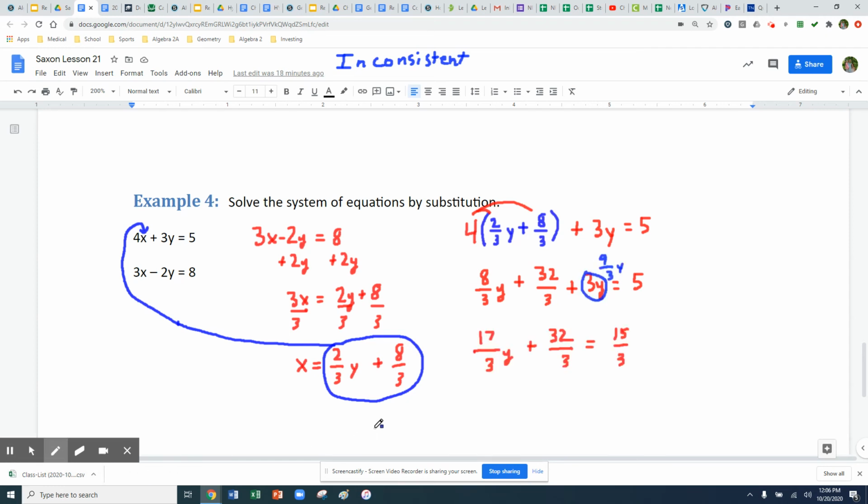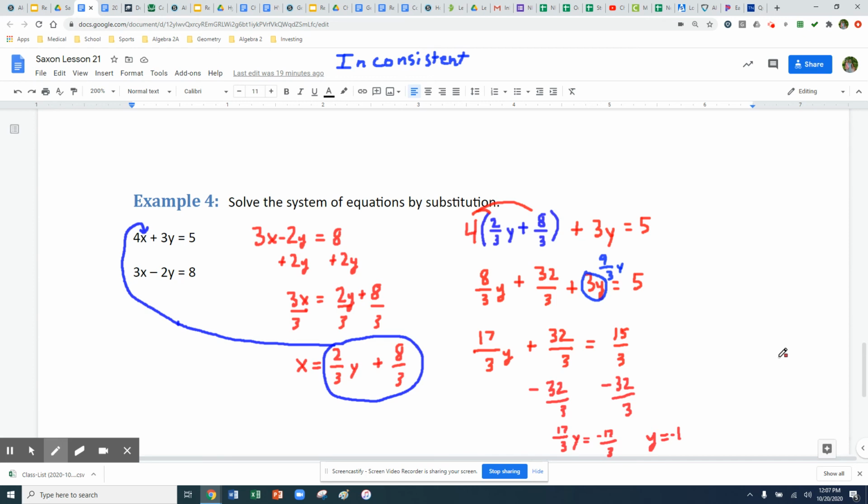Next, I'll combine my like terms. I've got a 3y and an 8/3 y. Now I'm going to think of 3y as 9/3 y because then I have a common denominator to add up to make 17/3. So 8 plus 9 is 17. And then I've already taken 5 and written it in thirds because I'm going to have to subtract over this 32/3 next. So that's what I'll do on my next step.